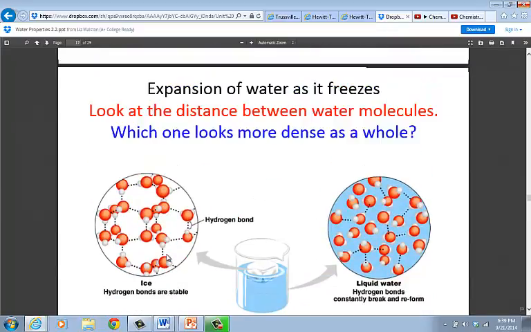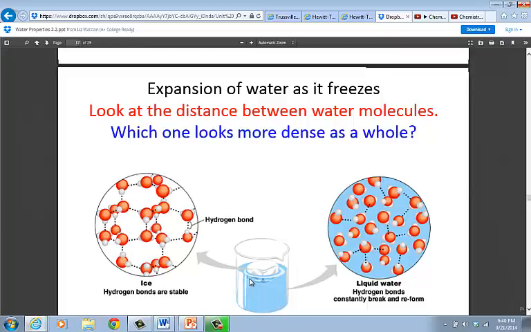The expansion of water as it freezes. Water has this amazing property. Right before it freezes, you can see liquid water has this bond right here. What happens is that right before water freezes, these bonds expand. They get larger. Have you ever wondered why ice floats? Ice seems like it's heavier than water, so why does it float, not sink?